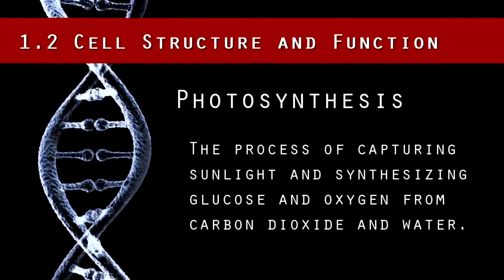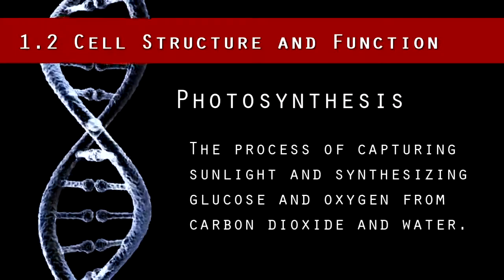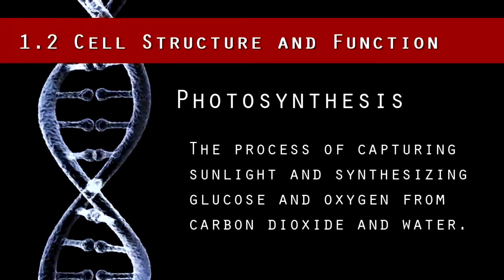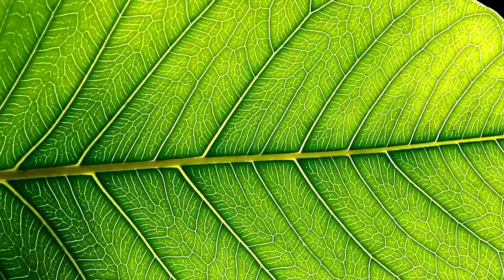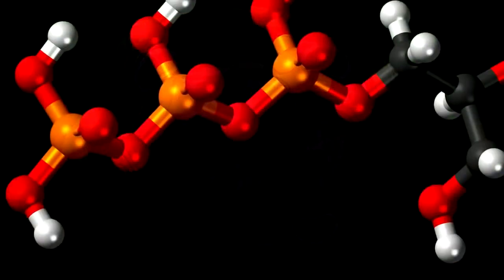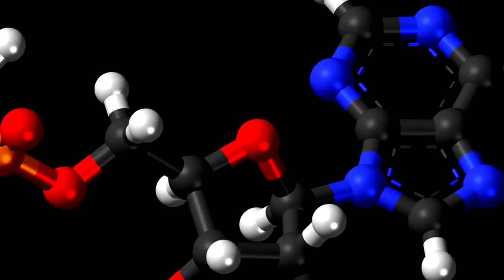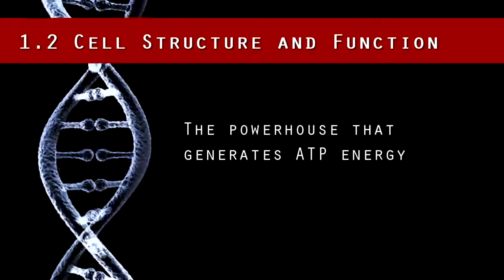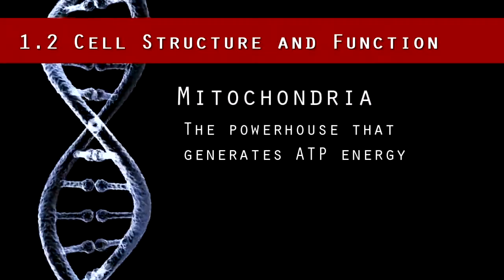Photosynthesis is the process of capturing sunlight and synthesizing glucose and oxygen from carbon dioxide and water. Photosynthesis is one of the most important biochemical pathways since nearly all life on Earth depends on photosynthesis as a source of energy. Animals metabolize the glucose from a plant source to produce ATP, the energy currency of the cell. Recall that all organisms need energy to do cellular processes. Do you remember which organelle is the powerhouse that generates ATP energy? That's right, it's the mitochondria.